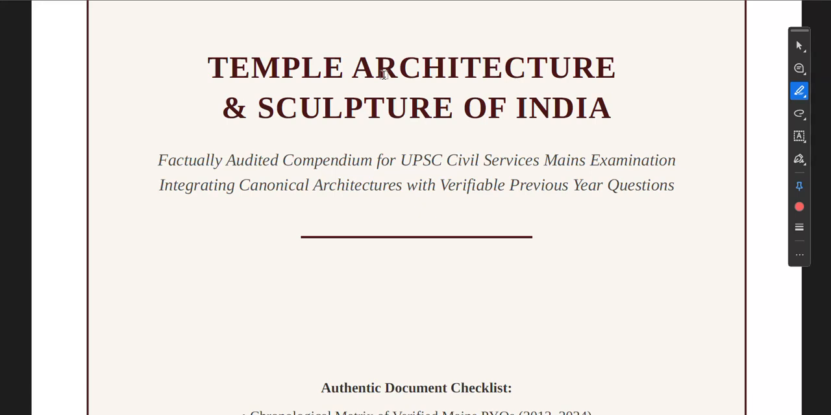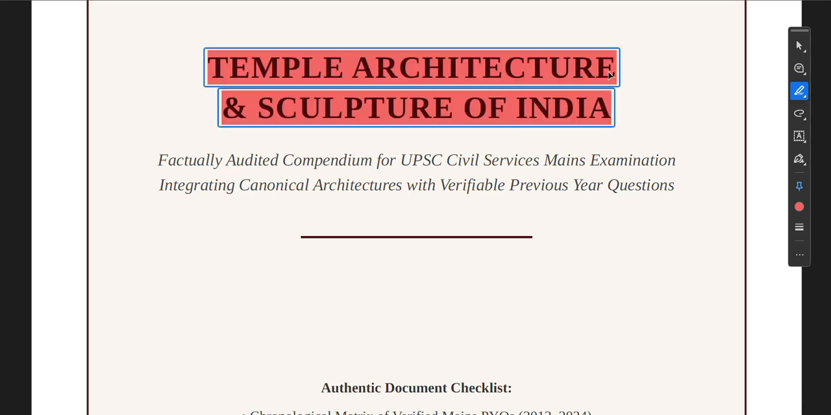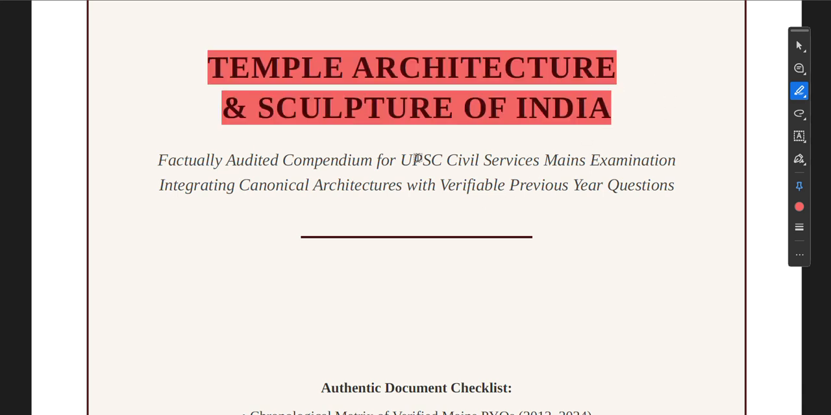Hello everyone. So you all know that the mains examination is scheduled to start from 21st of August and we have only 2 months left. So I have come up with temple architecture and sculpture of India. This will help you to understand the very complex topic in a very easy language, and you can also have some kind of notes ready. So let us start.